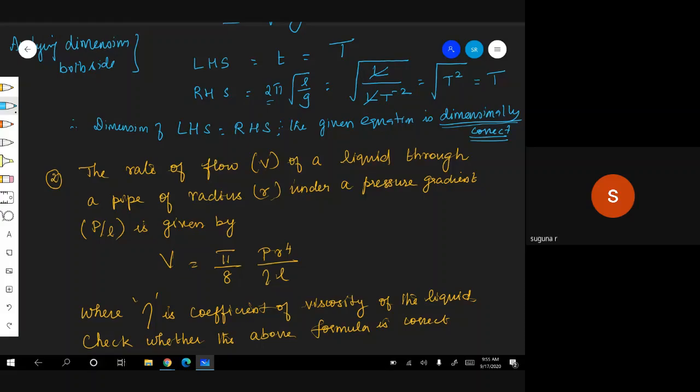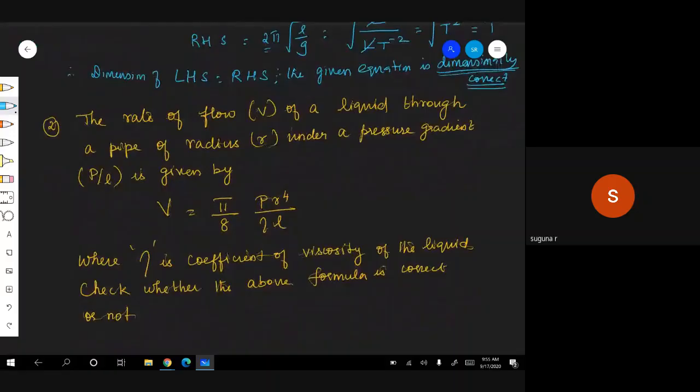Okay, therefore, how to find it out? Very simple. Here you are given one formula, that is, one equation is given, and you are asked to find whether it is dimensionally correct. Okay, therefore, what to do for this?